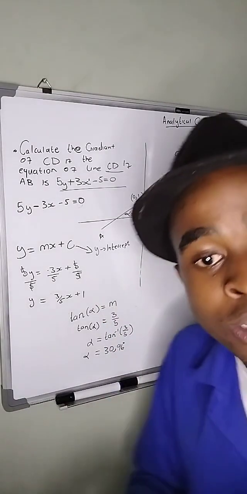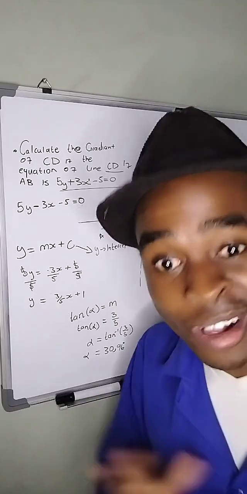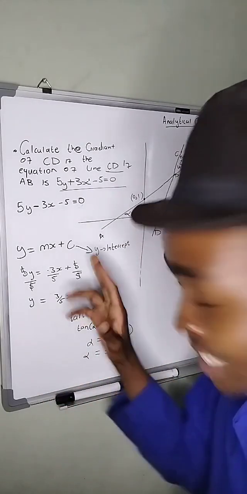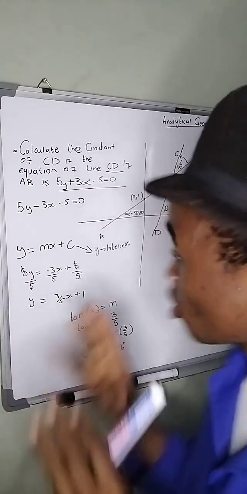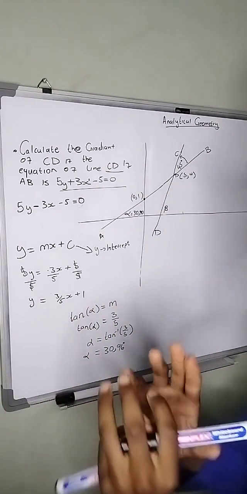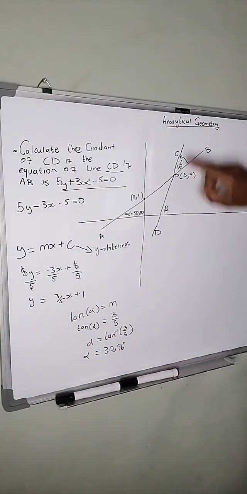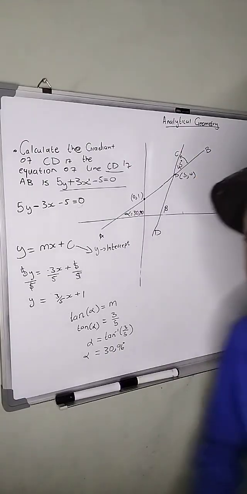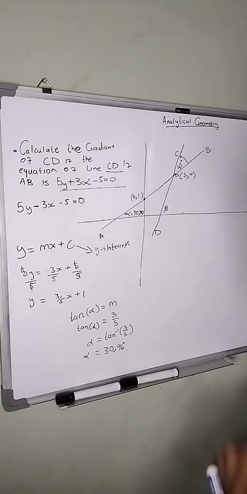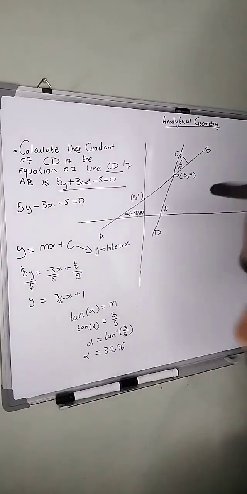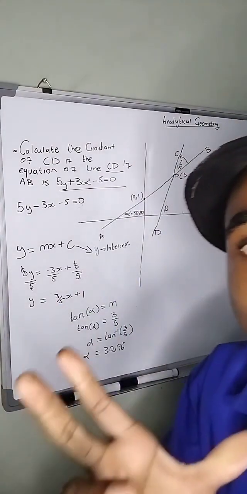Y-intercept is not constant. Let's not use the term constant. It's grade 10, it's y-intercept. So let's find the equation of CD. How are we going to find the equation of CD? So we are not done. What is the following step that we are going to use?